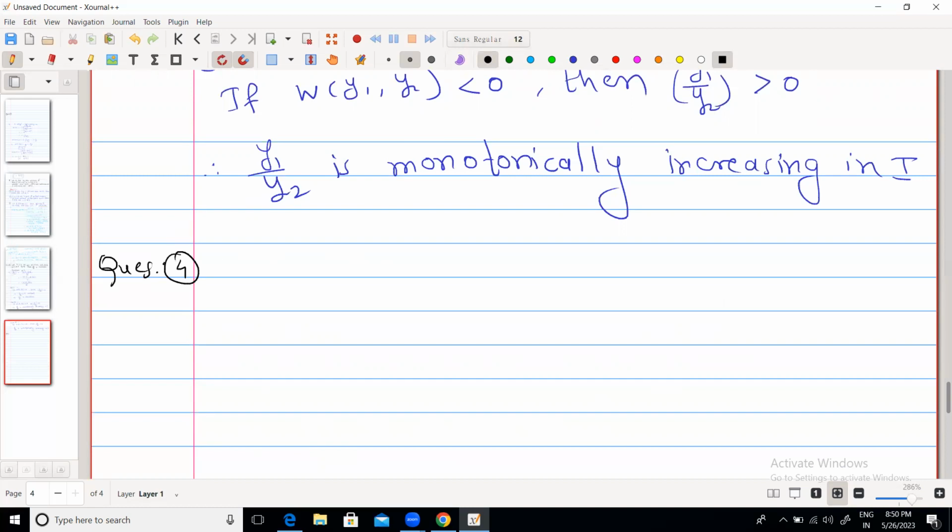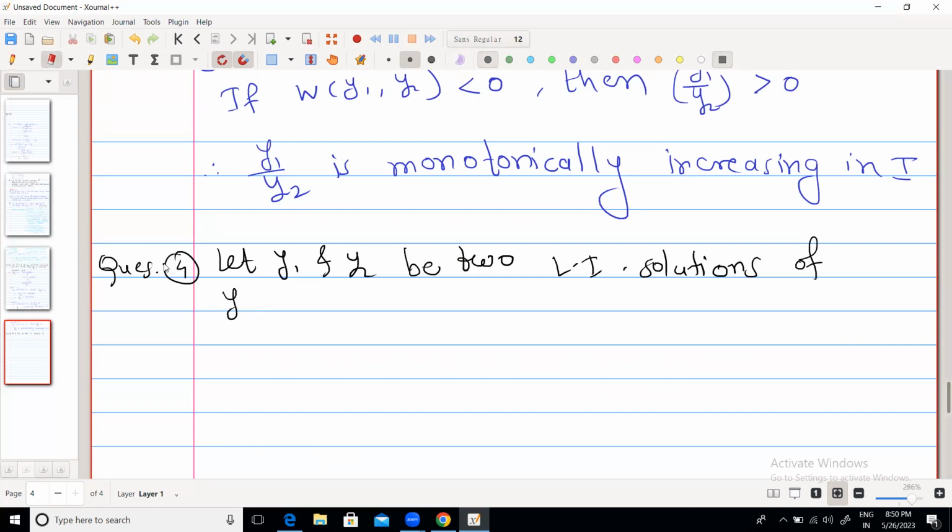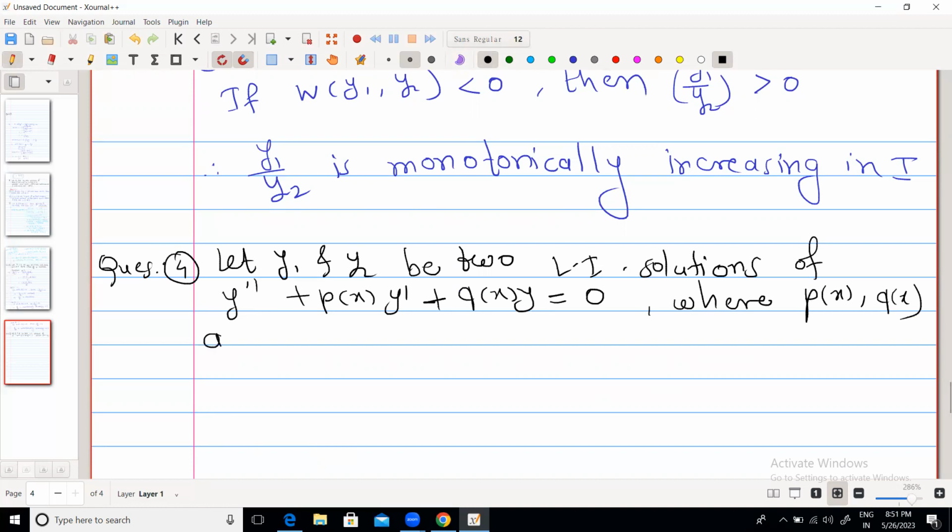Question 4. Let y1 and y2 be two linearly independent solutions of y double dash plus p of x y dash plus q of x y is equal to 0, where p of x, q of x are continuous on I.